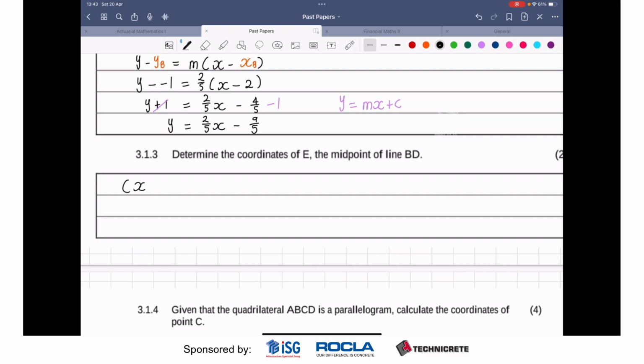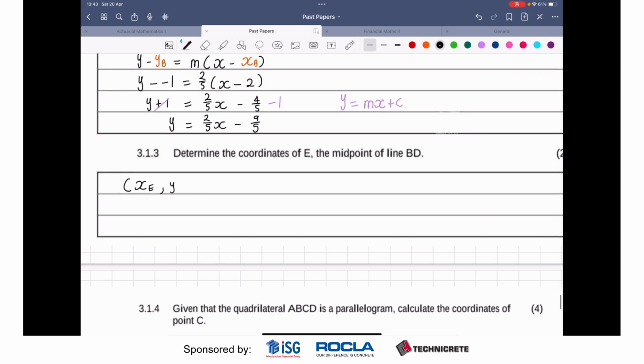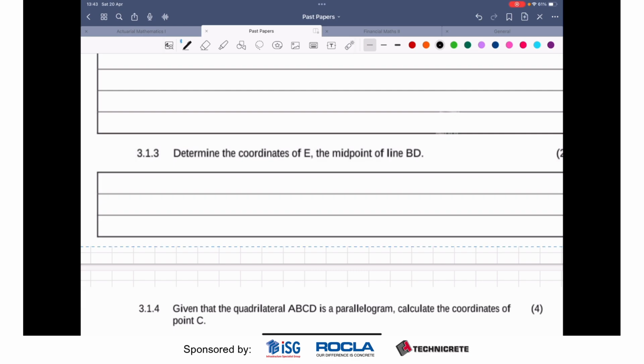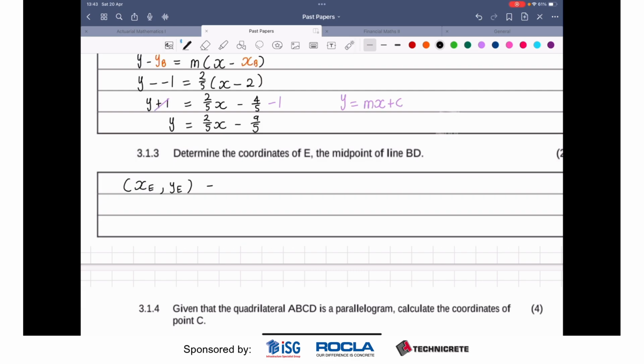So I'm going to say that x and y of E equals the midpoint of BD. For the first bit, the x coordinate of E is going to be the x coordinates of each of these points added together, divided by 2 to get the halfway, and then with the y I do the same thing, y of B plus y of D divided by 2 to get the halfway.